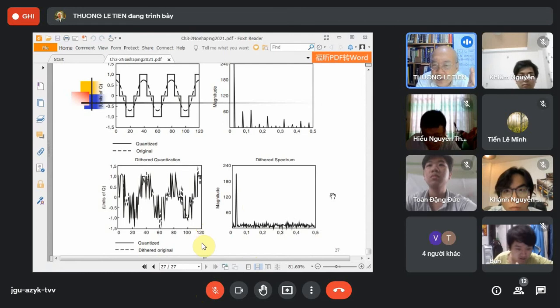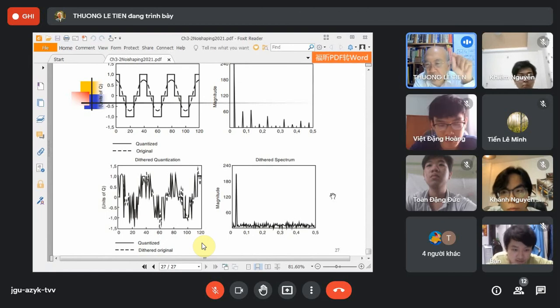Its definition is a specific name, so we do not translate it directly into Vietnamese. Just explain what dither is. Okay, dither is low-level white noise.